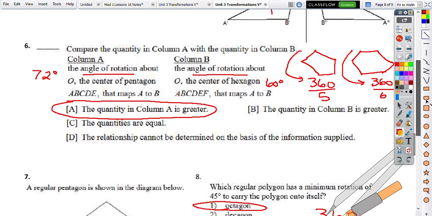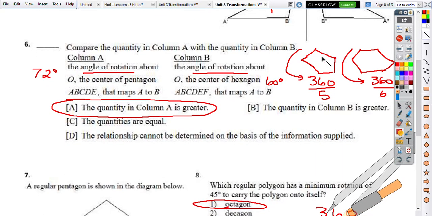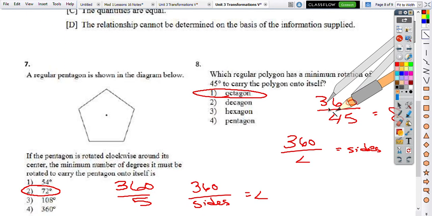Okay, remember when you're doing a rotation, if it's a regular figure, like they will be in the quiz, you take the number of sides or the number of angles, and you divide that into 360. So 360 divided by the number of sides gives you the rotational symmetry. If they give you the angle measure, you just divide 360 by the degree measure for the angle of rotation, and that will tell you the number of sides.